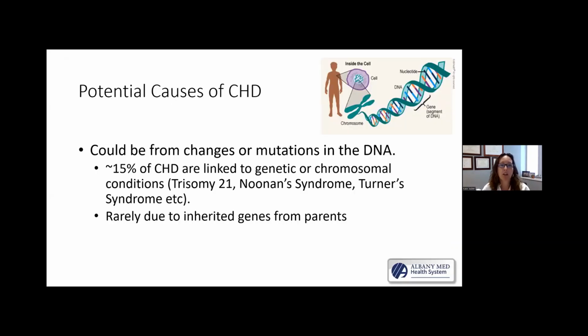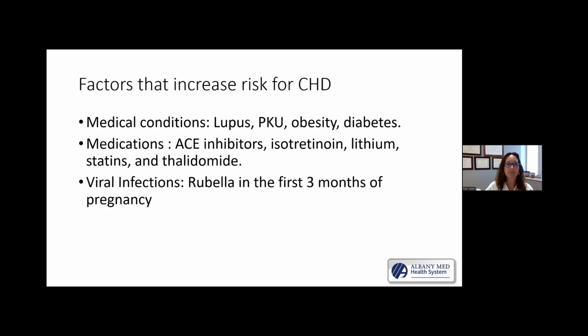So what are some potential causes of congenital heart disease, other than what I mentioned before during formation with all of those different genes and key regulators? Sometimes changes or mutations in DNA can be responsible for the development of a congenital heart defect. About 15% of these defects are linked to genetic or chromosomal conditions, such as trisomy 21, Noonan syndrome, or Turner syndrome. It's rarely due to inherited genes from parents, so when we counsel parents, it's important to let them know that it's not a result of their genes.